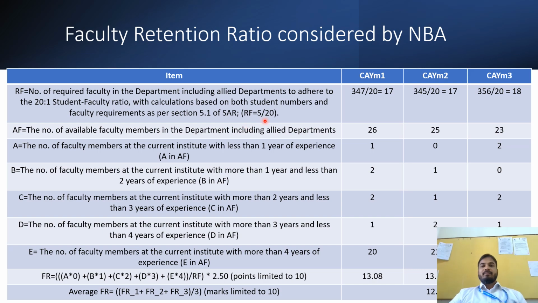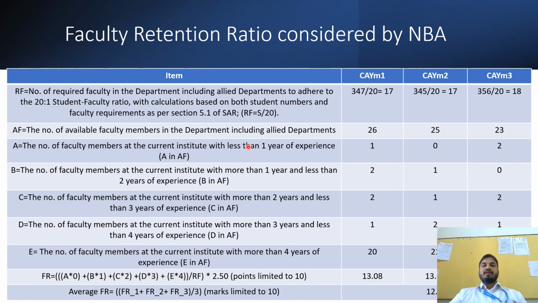That we had done in the previous video, using the formula RF is equal to S by 20. So here required faculty is calculated by total number of students divided by 20. The formula is given in the table itself. As per my previous SFR calculation, I had considered 347 students for two departments. So divide by 20 is equal to 17. Similarly for CAY M2 and CAY M3.